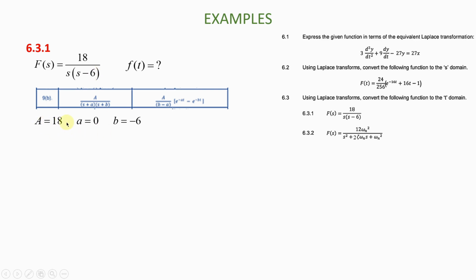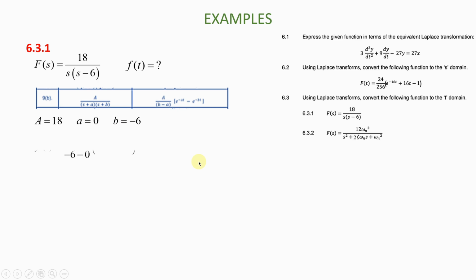And so once you have written it like that and you have identified what these constants are, then immediately you can now come here and write the expression for it in the time domain, okay? A is 18, b minus a will be minus 6 minus 0, and then multiplied by that, okay?